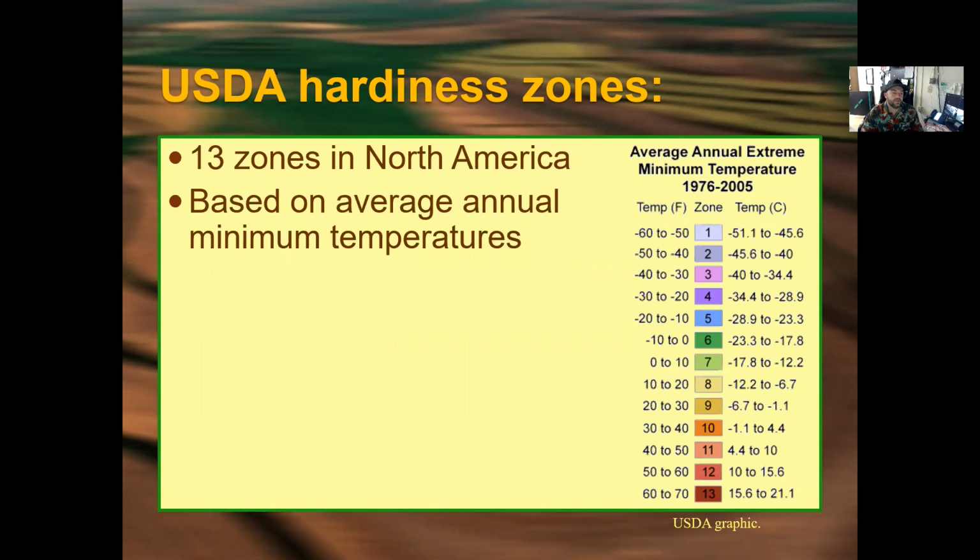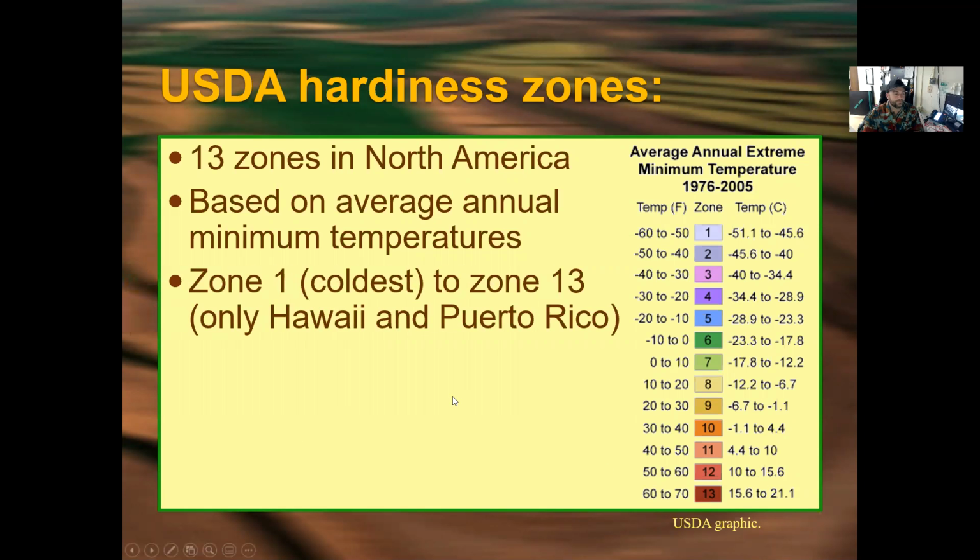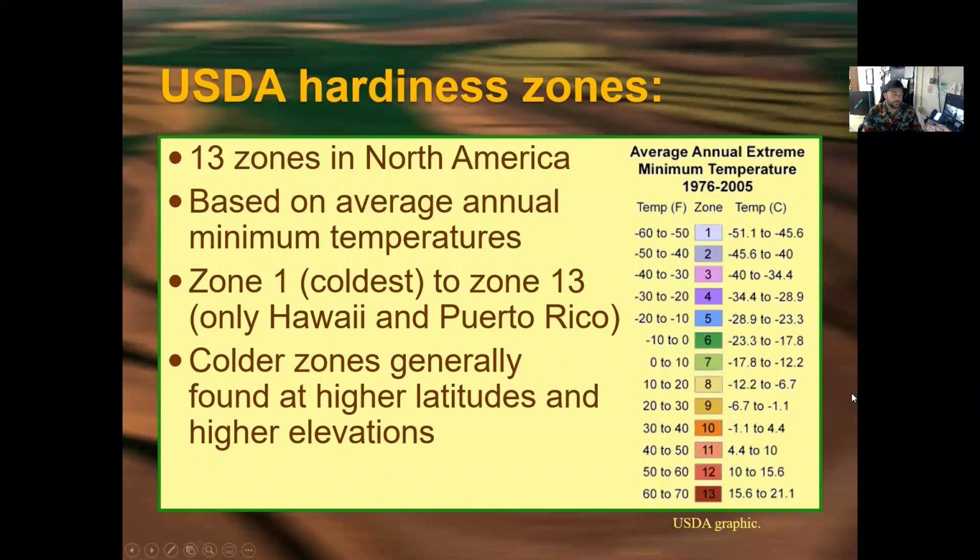So our hardiness zones are based on average annual minimum temperatures. Zone 1 to zone 13. Zone 1 is going to be your coldest, and 13 is going to be your warmest, so that would be like Hawaii and Puerto Rico. Our coldest ones would definitely be in the northern states, so that could be like Montana, Maine, whatever your highest point is getting up there. The so-called colder zones are generally found at higher latitudes and higher elevations.